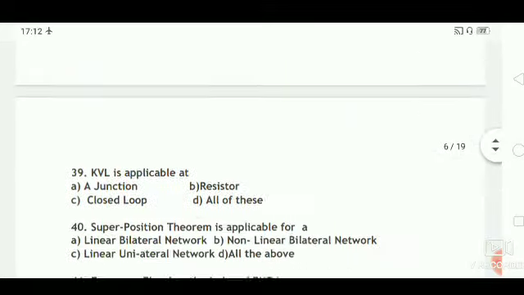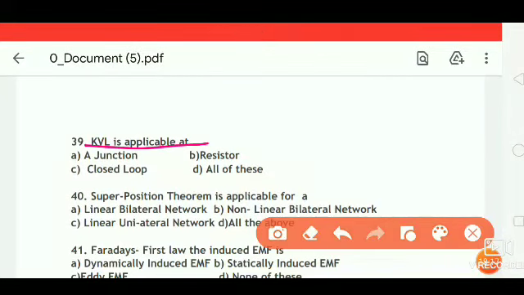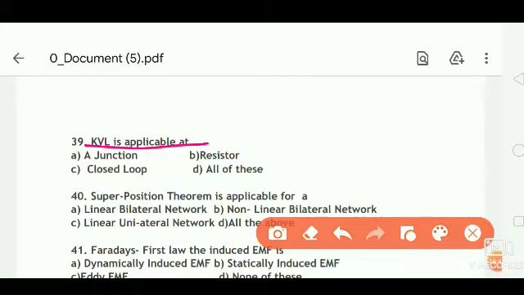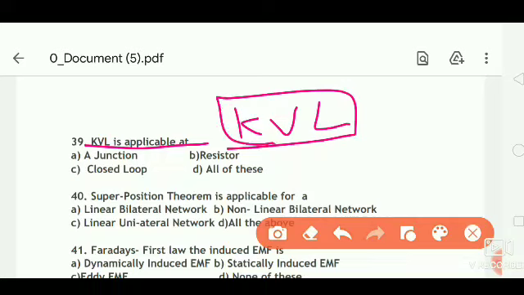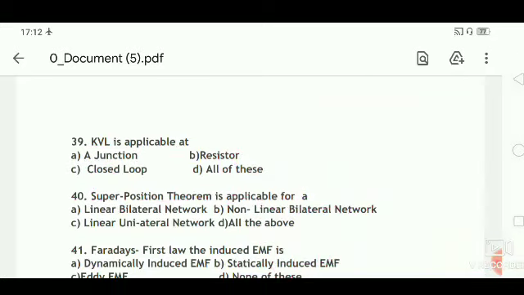So the next question is, KVL is applicable as: option A, junction; option B, resistors; option C, closed loop; option D, all of the above. KVL means Kirchhoff's voltage law, and it is always applicable to a closed loop, where we determine the potential. Here option C is the right answer.